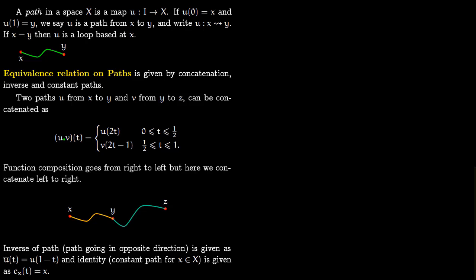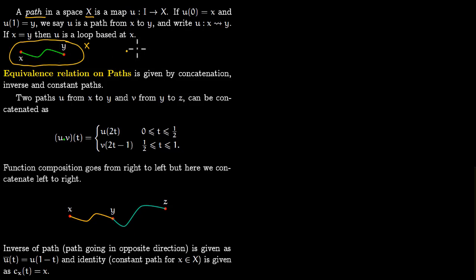In this lecture we talk about a path in space X. So a path in space X is a map. So essentially a path looks like this. Say this is some space capital X. So the path from X to Y in this space X looks like this. But a more formal definition is that it is just a mapping.